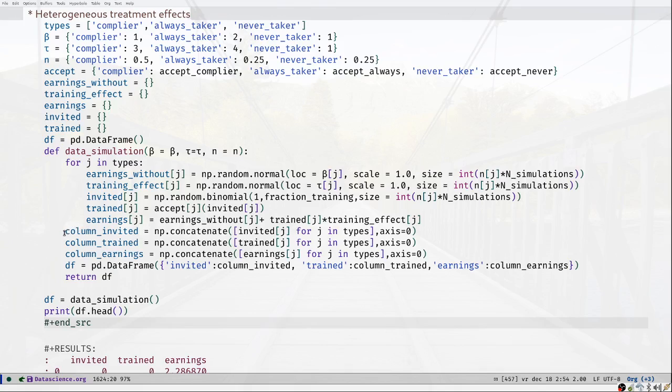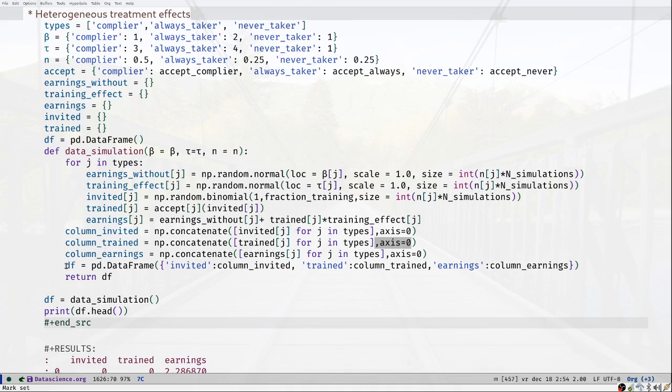So here when I'm going to fix the column invited, I'm going to glue these three different outcomes of invited together into one long column. I glue them together along x is equal to 0. That means I glue them together along the rows. So it's going to be one long column vector. So here I have trained. Trained is a dictionary with 3 vectors in it, and again column trained is going to glue together, concatenate these columns for trained together along the rows. And finally the same for earnings.